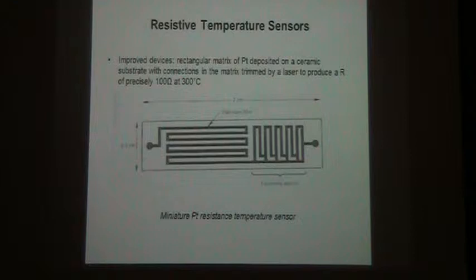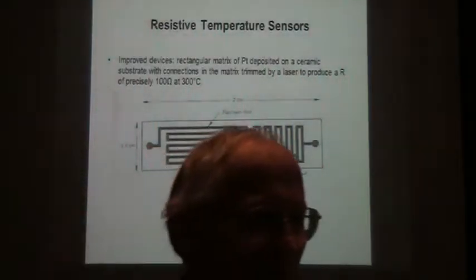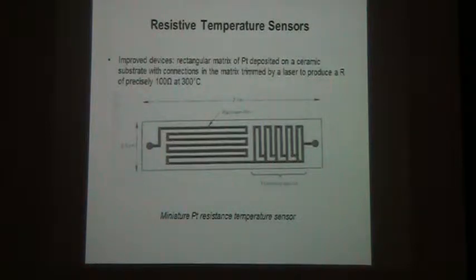Now, improved devices. We can design an integrated version. In this case, we have a rectangular matrix of platinum deposited on a ceramic substrate. In the case of mass production, laser trimming is used in order to produce a precise value of resistance for the whole volume of production. So it's a miniature platinum resistance temperature sensor. Of course, in this case, we can expect better dynamic performance because dimensions are smaller and thermal equilibrium is reached much faster, and this type of device is produced in millions of pieces.